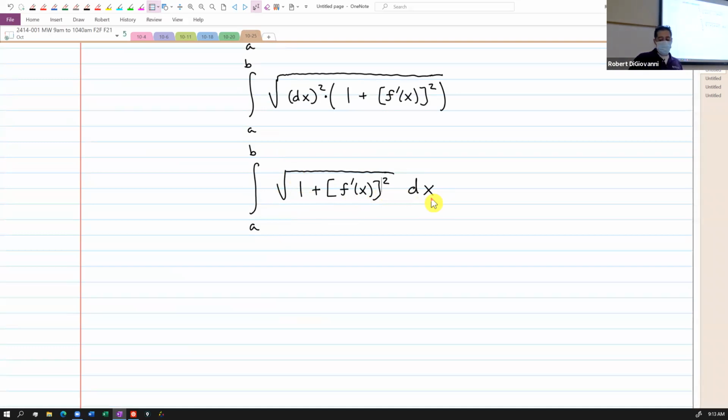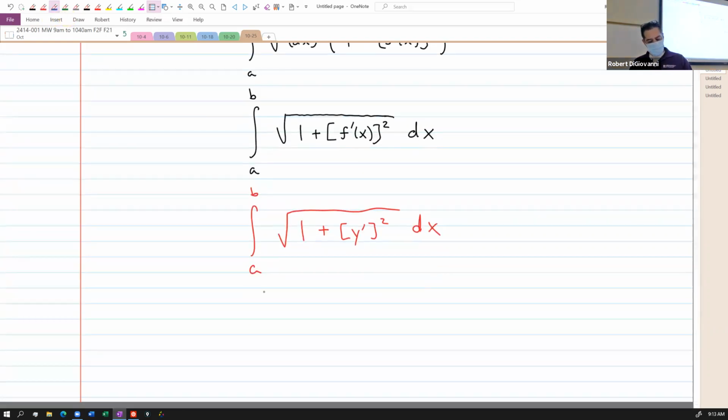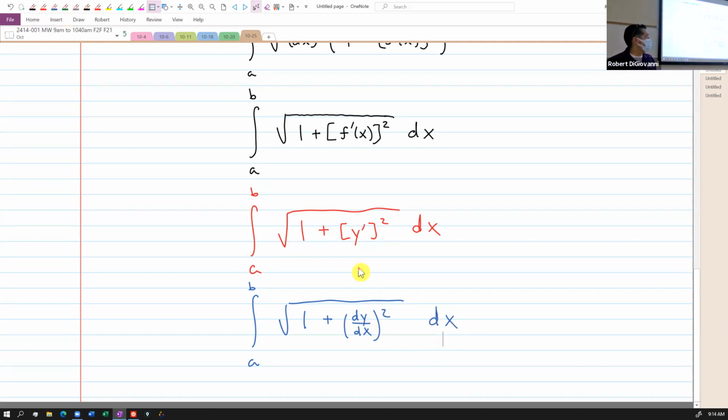Okay. Just some alternate notations. You might see this written this way: integral a to b square root of 1 plus y prime squared dx. Same thing, right? If y is a function of x, you might see integral a to b square root of 1 plus dy dx squared dx, because dy dx is y prime and y prime is f prime. So I mean, it's all the same, right? Okay, this is actually the one that you're going to see.